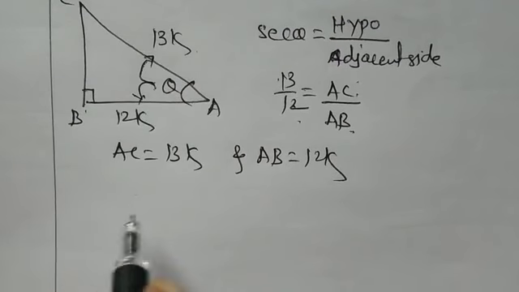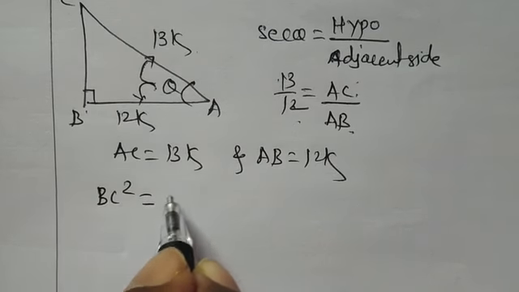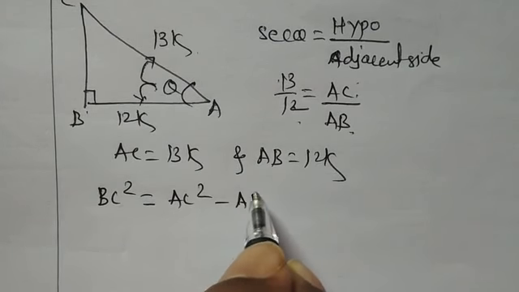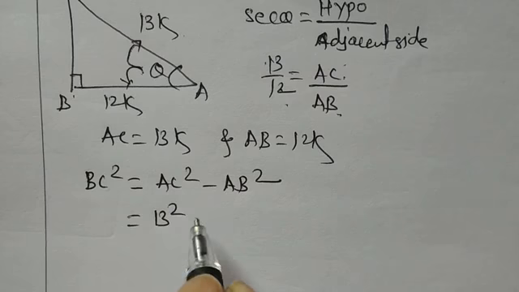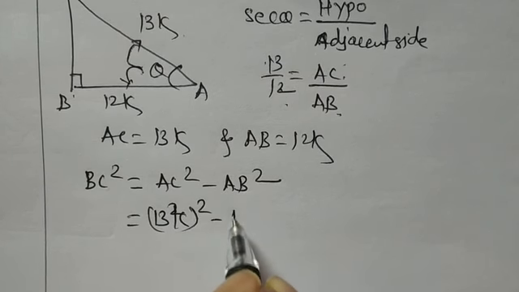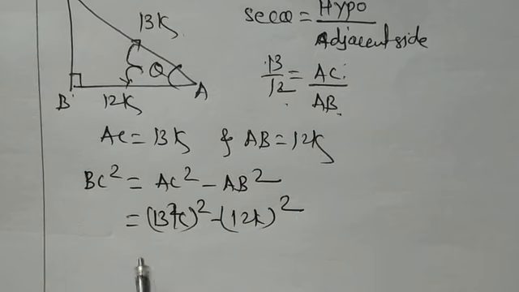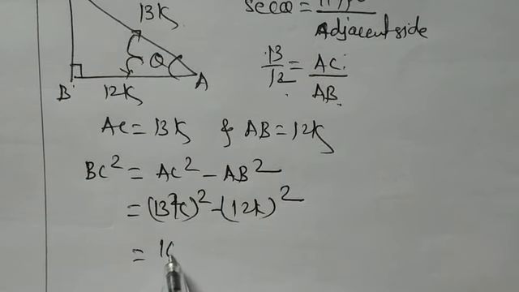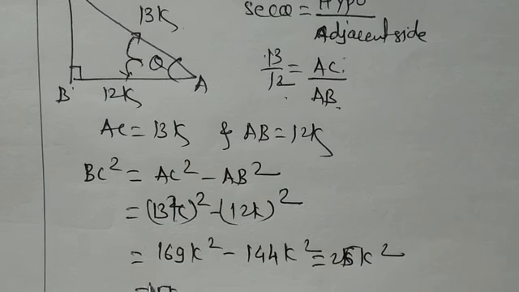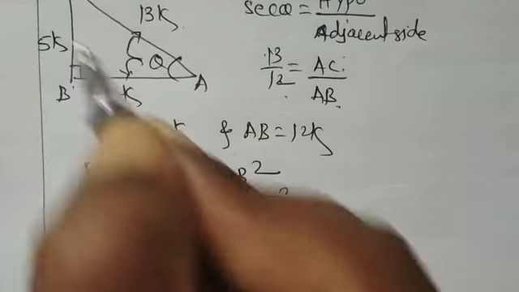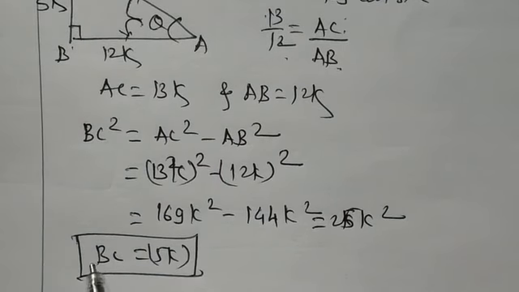Using this, find the value of BC. Pythagoras theorem says that BC square is equal to AC square minus AB square. Put the values: 13k square minus 12k square. That is 169k square minus 144k square, which equals 25k square, so BC is 5k. Now find out all the remaining ratios.